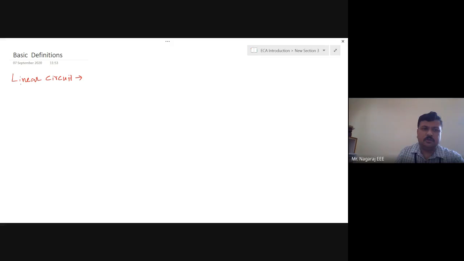Okay. We know the word linear. Linear generally we use for proportion or proportional. When I want to plot a graph between any two parameters, between x and say y, if I get a straight line passing through origin, that we call linearity.